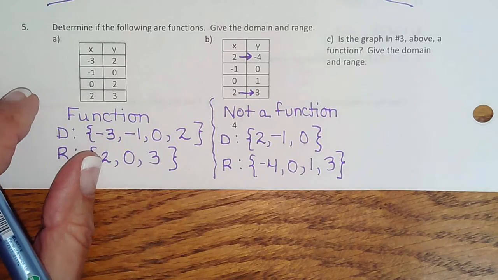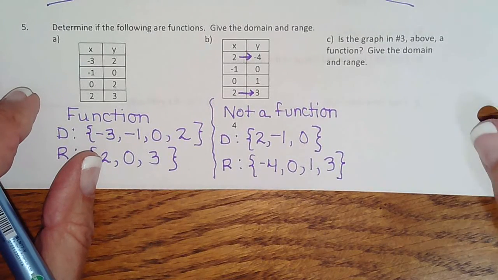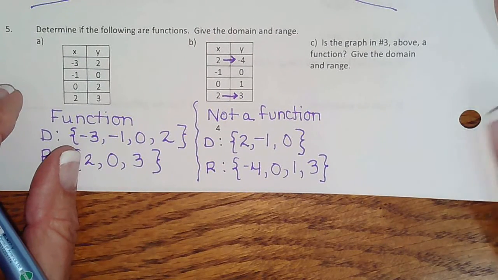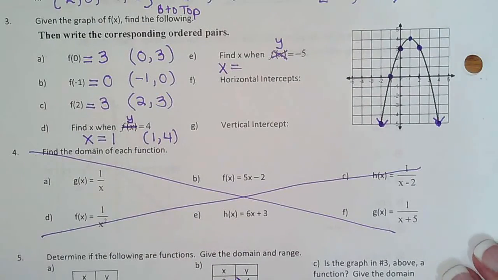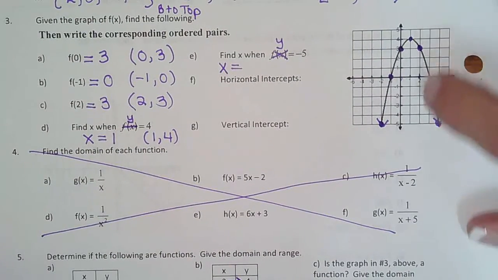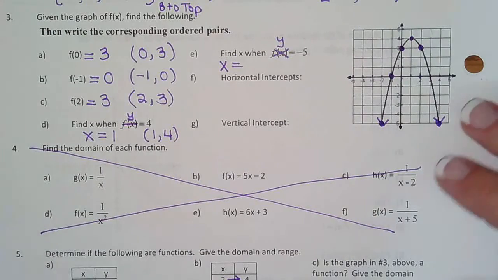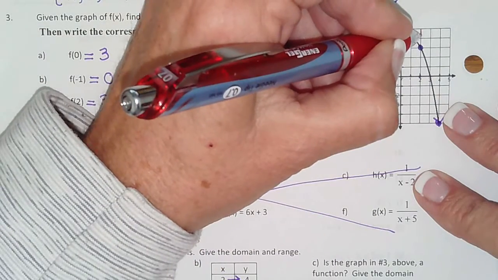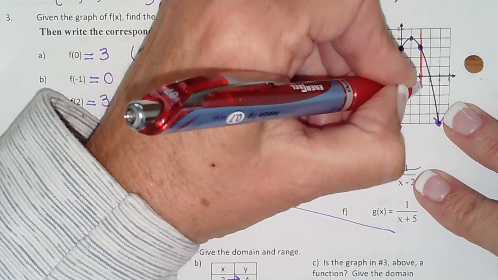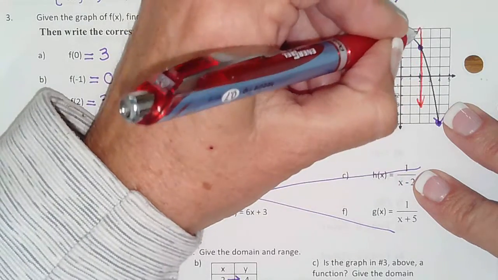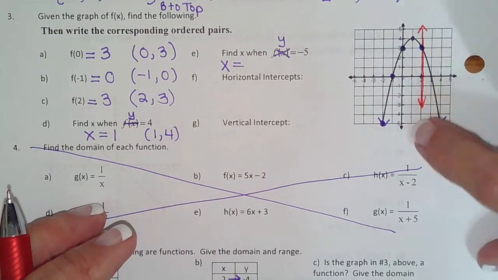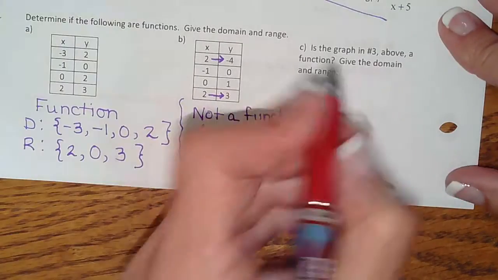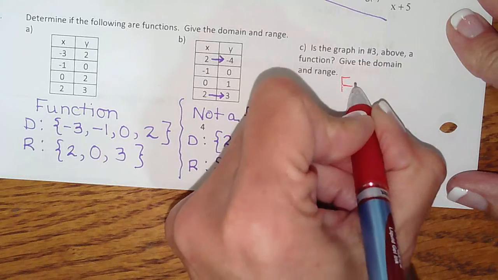Okay, last one on lesson 4, and then we get to start the big, huge packet. Is the graph in number 3 above a function? So here's number 3. Does this graph pass the vertical line test? Let's pass a vertical line down and see. I only intersect it once. So yes, it is a function because I only hit it once with a vertical line, and you can try others and you just hit it once. So we are going to write yes, or let's just write function.